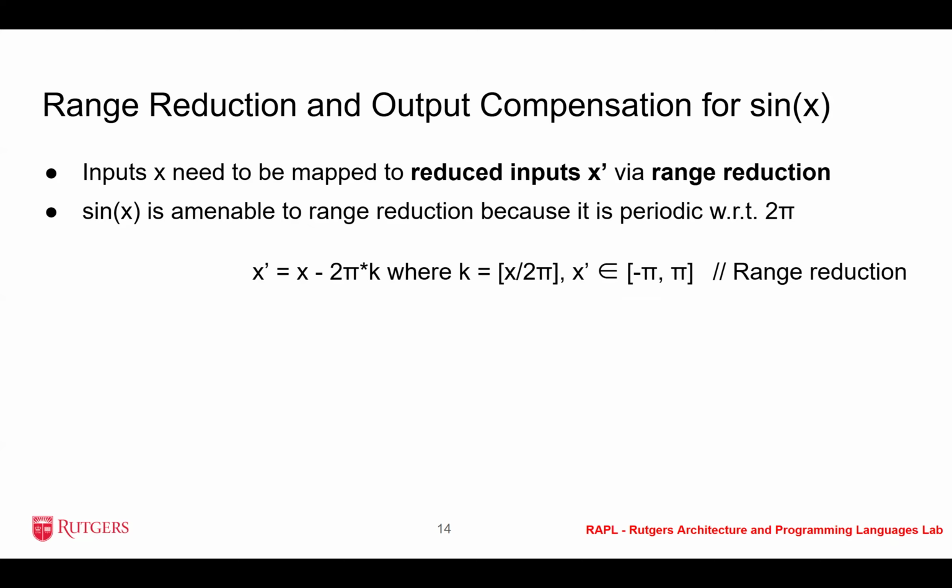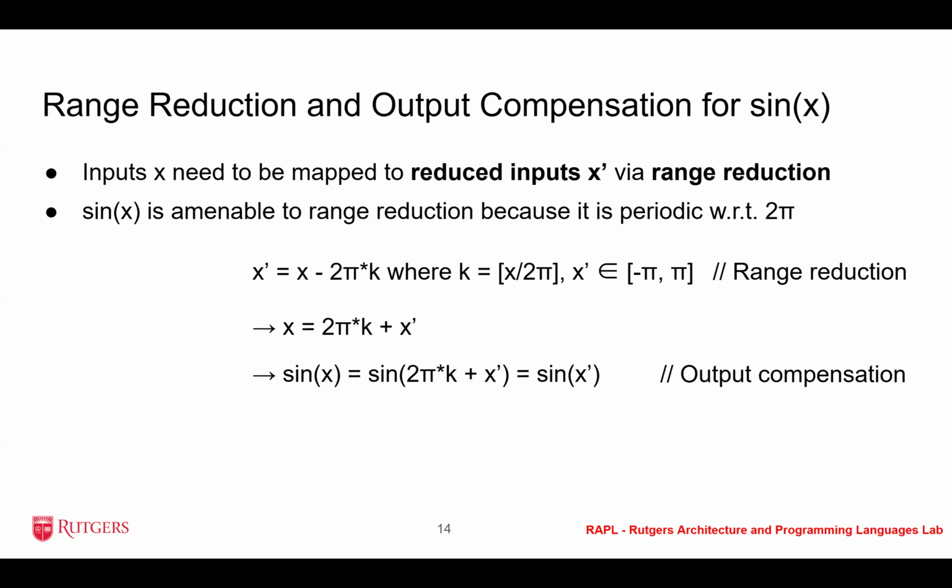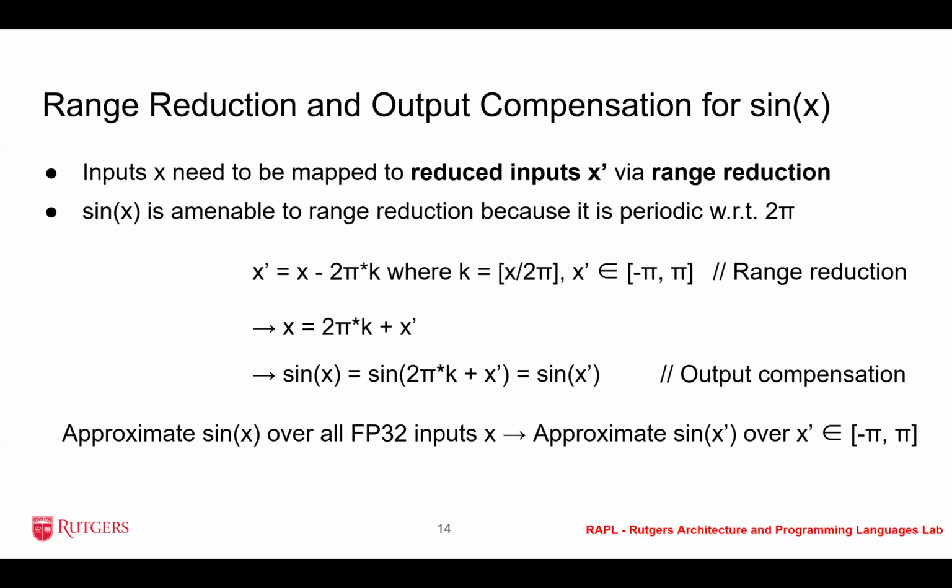I explained earlier that every range reduction has a corresponding output compensation, and you can identify what the appropriate output compensation should be by rewriting x in terms of x prime. So sine of x will be the sine of 2 pi times k plus x prime, and given that sine is periodic over 2 pi, sine of x would just be sine of x prime in this case. And the output compensation is just the identity function. Through this range reduction and output compensation, you are able to reduce the task of approximating sine over all 32-bit float inputs to just approximating sine over values between negative and positive pi.